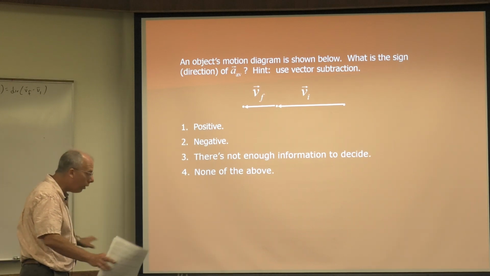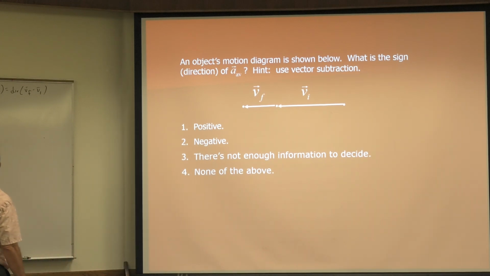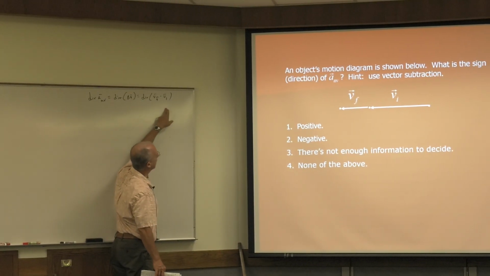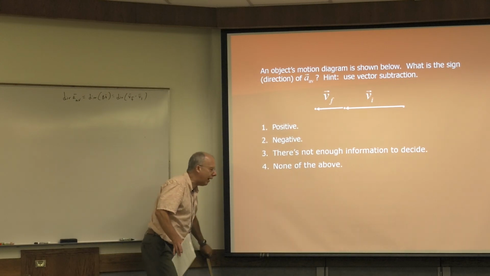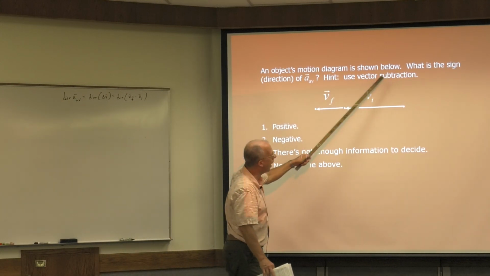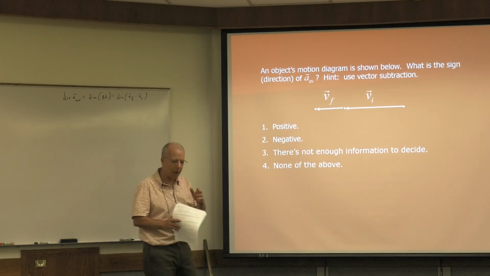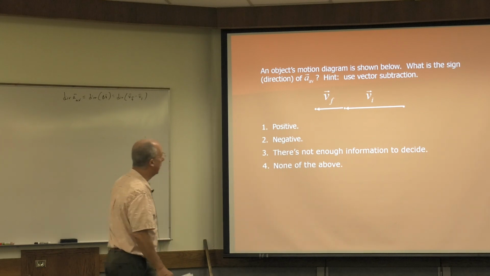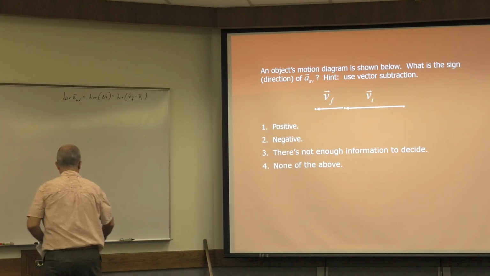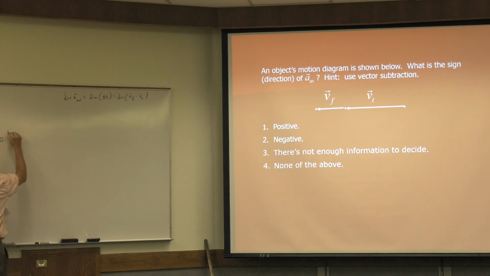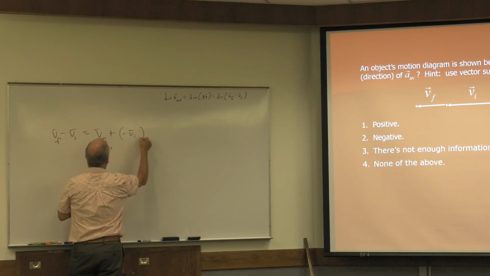Now, don't philosophize. We know that the direction of A average is the direction of delta V, which is the direction of V final minus V initial. So there's no philosophizing. You just do it. Do the vector subtraction. So everybody pause your video and do the vector subtraction. Okay, we're back. All right, so V final minus V initial equals V final plus negative V initial, right?